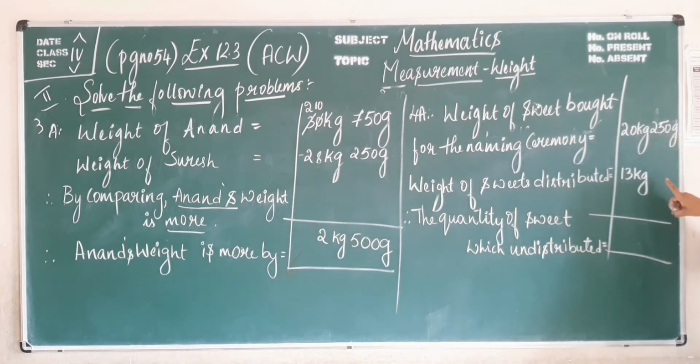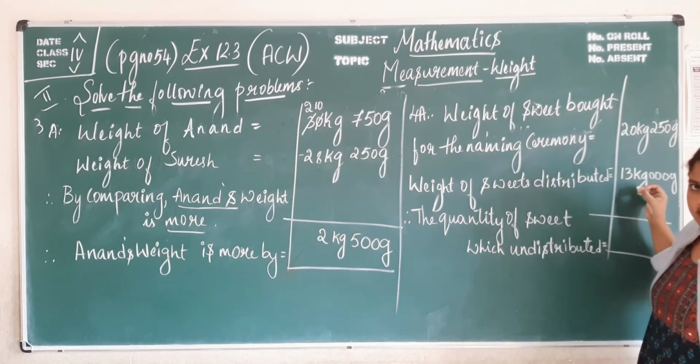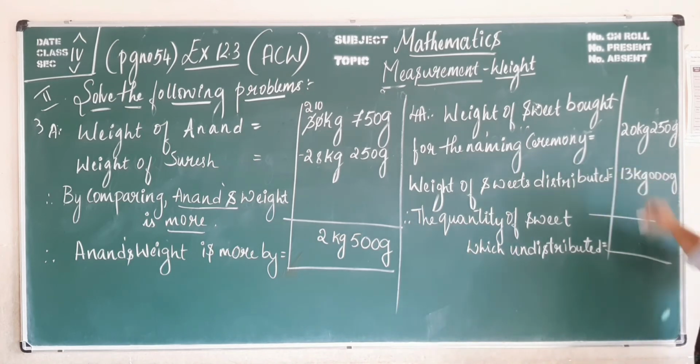There is no number below grams, right? Here it is just 13 kg. It is understood that if we have not written anything here, it means it is 0 grams. If you are confused, you can write 3 zeros below this. Now we shall start subtracting. So grams I should write.